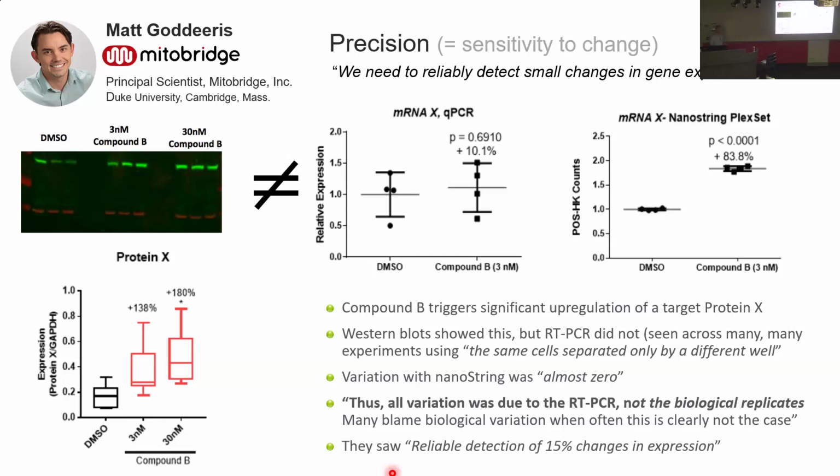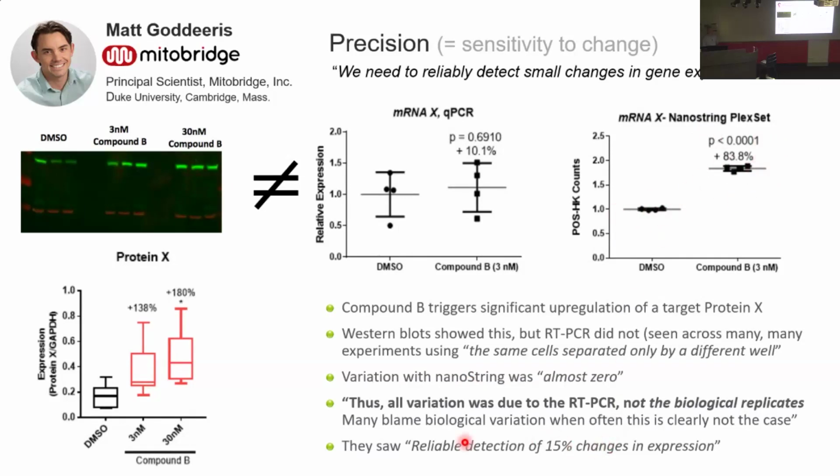And here's a couple of points. There's a lot they did, but a couple of points here. Here they had a protein X, compound B triggers significant upregulation of a target protein X. And they could see this on Western blots, but the PCR experiments had so much noise, they couldn't see the biology. But when they went to nanoString, the variation was almost zero, and they could see their biology very clearly.